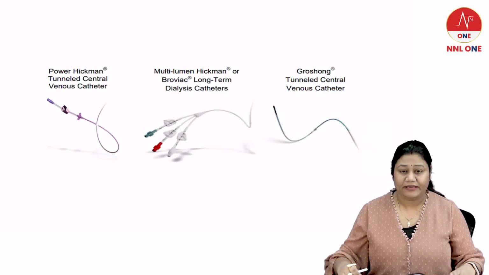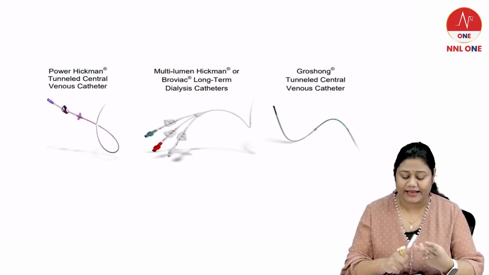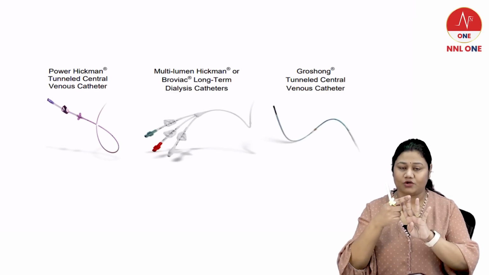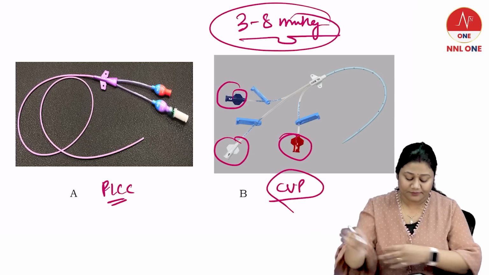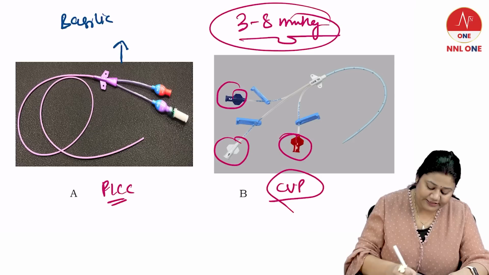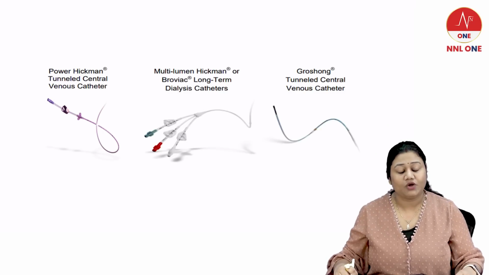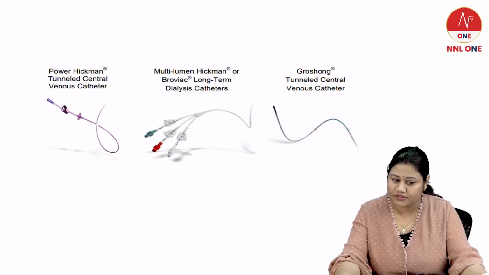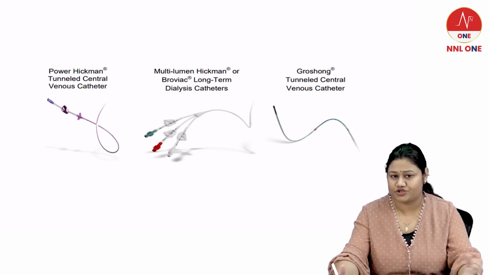Under CVP line, you can have various classifications. We have tunneled, non-tunneled, PICC line, or implanted chemoport. The PICC line, which we have seen, is inserted peripherally, right? The most common vein through which you can insert this PICC line is the basilic, which is more preferred than the cephalic. Then if we talk about tunneled and non-tunneled CVP line, non-tunneled CVP line is used for short-term care, and tunneled one is used for long-term care, for those who require long-term intervention through the CVP line.